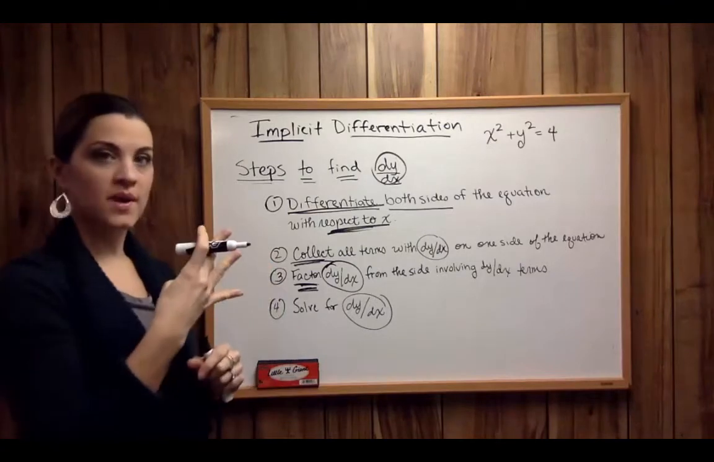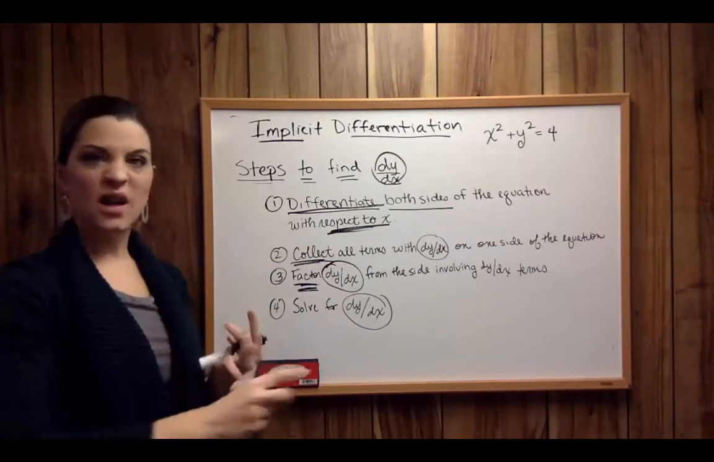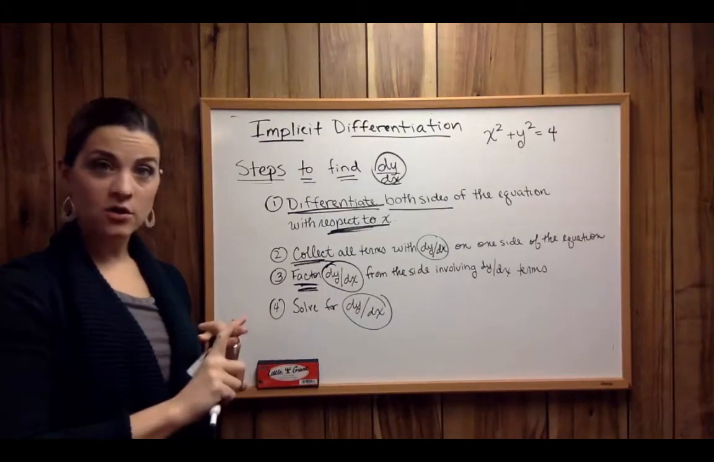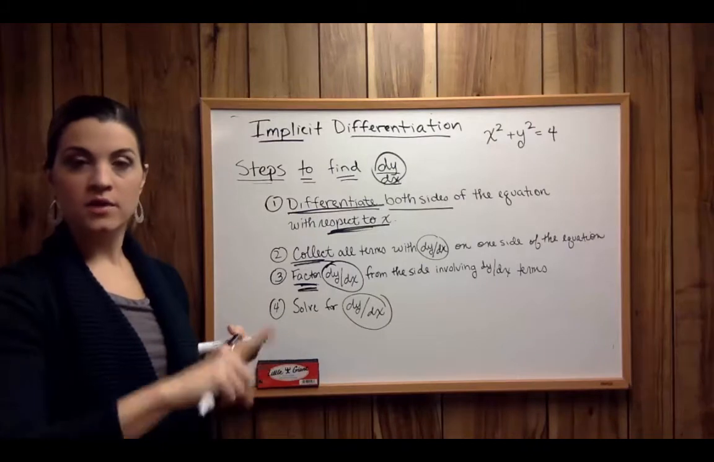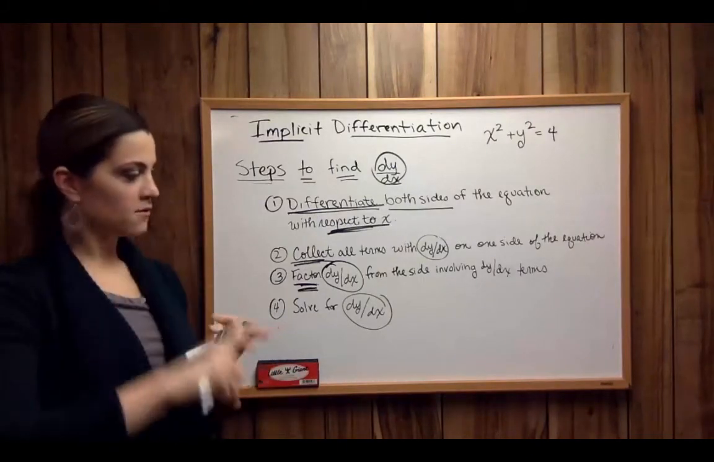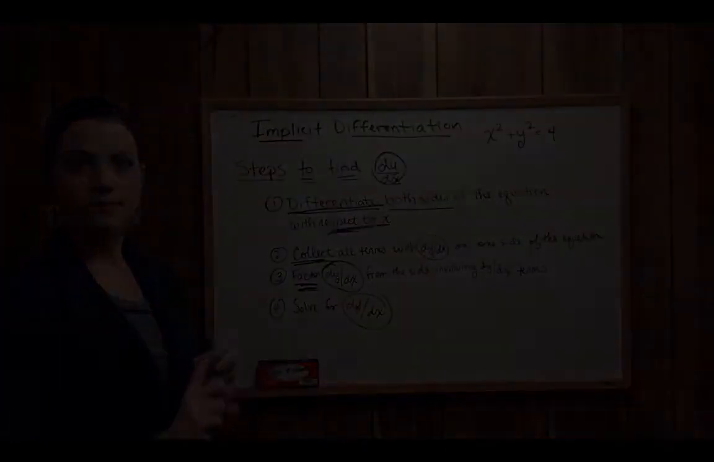So these are your 4 basic steps. Differentiate everything, collect dy dx or bring dy dx to one side, factor, solve. Differentiate everything, collect, factor, solve. Now let's look at some examples.